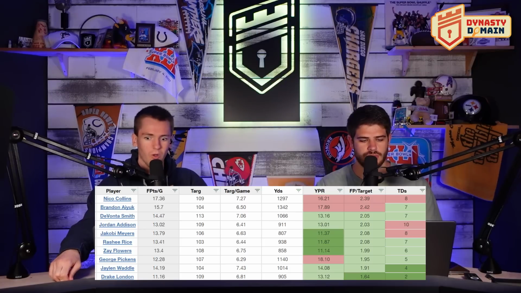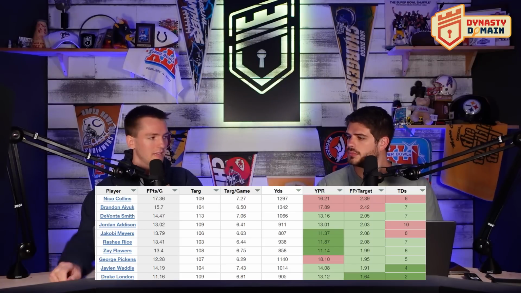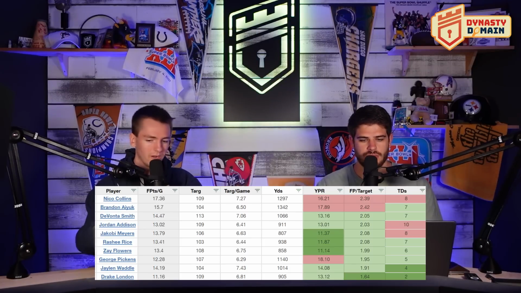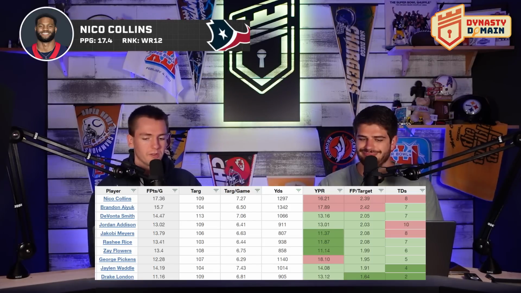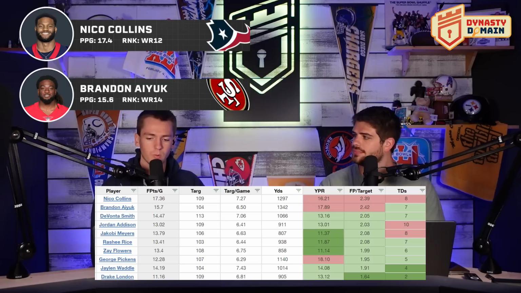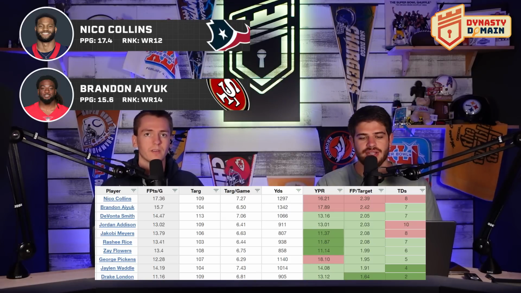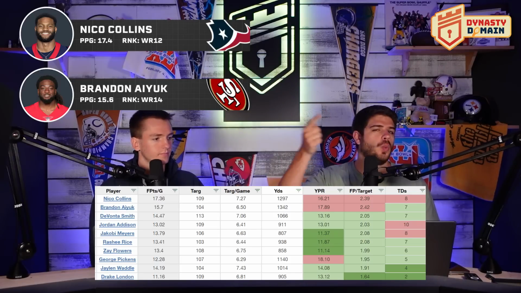So lo and behold, what did we see? Who had the most fantasy points per target? Well above everyone else in this range, it was Nico Collins and Brandon Aiyuk, 2.39 and 2.42. They were hovering around 2.4 there. Everyone else was right around 2 or below. Literally 1.91 to 2.05, almost everybody fell in that range. There were two outliers up top, and the one outlier down below was Drake London.